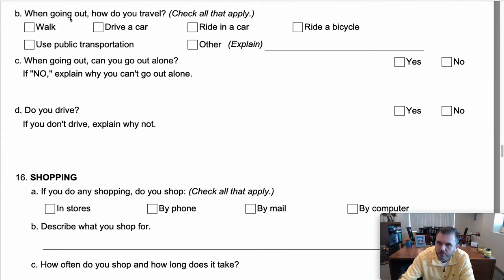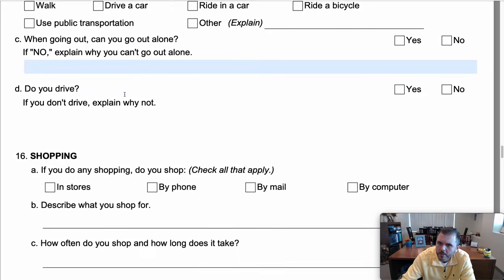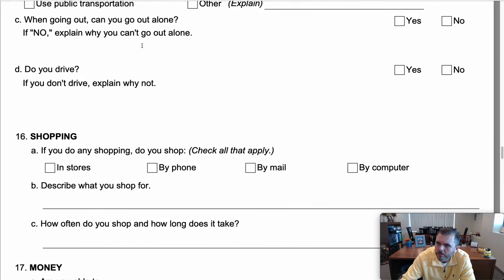When going out, how do you travel? Walking, driving a car, riding in a car, riding a bicycle. If you're riding a bicycle, also, unless your disabilities are solely psychological in nature, that's probably going to hurt your claim that you're riding a bike, public transportation or other. When going out, can you go out alone?